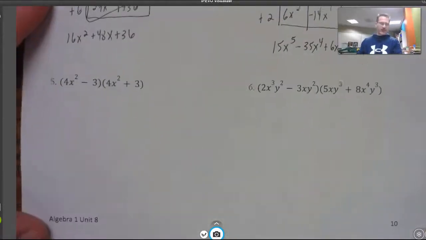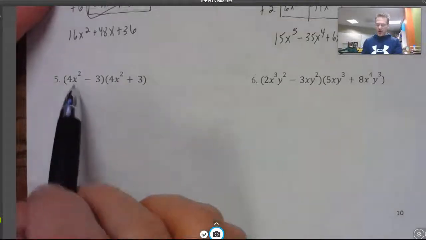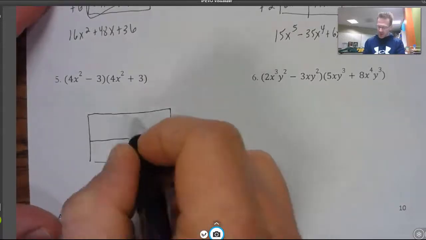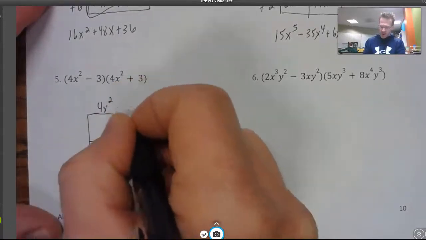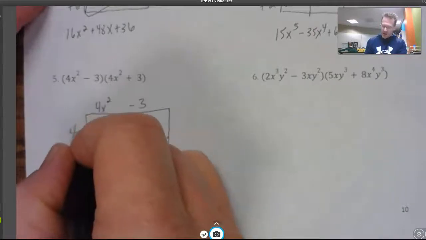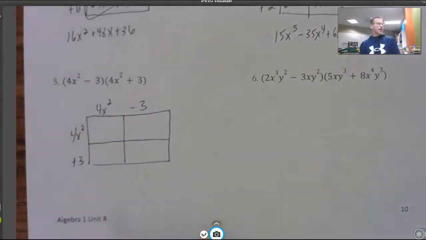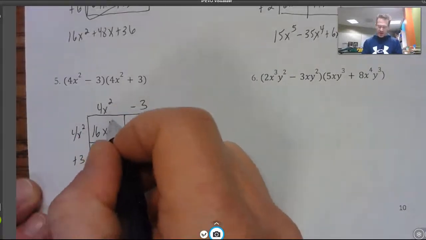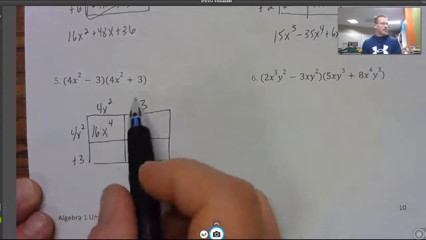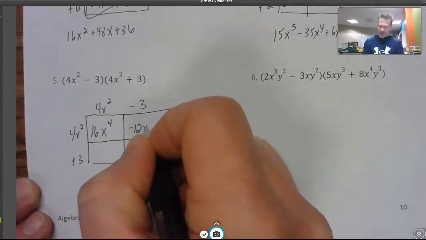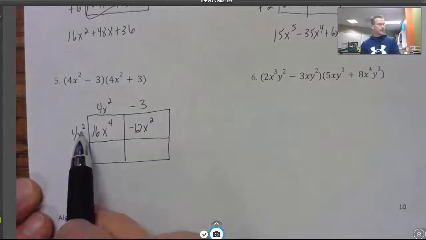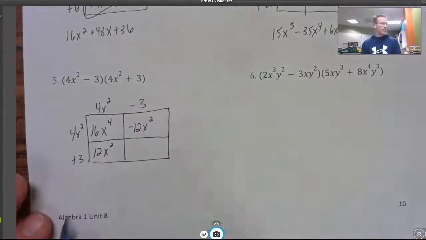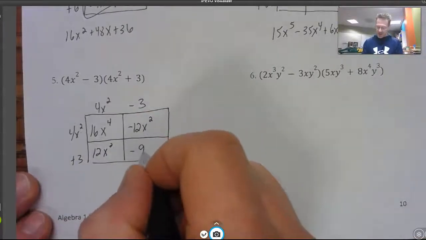All right, let's do one more together here. Let's look at problem 5. So 4x squared minus 3 times 4x squared plus 3. I'm going to do my 2 by 2 area model real quick here. So 4x squared minus 3, 4x squared plus 3. Now 4 times 4 is 16. x squared times x squared would be x to the 4th. 4x squared times negative 3 would be negative 12, and then I just have the 2 x's from right here. 3 times 4 is 12 again, and then I have the 2 x's right here. And then 3 times negative 3 is negative 9.